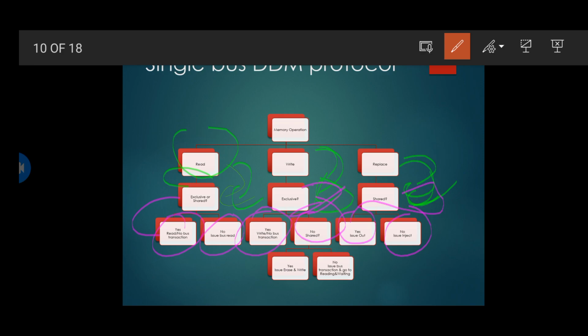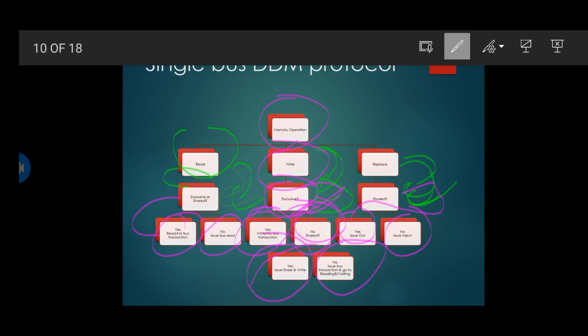Again further in the memory operation, after the write operation was completed, then exclusive operation, if S and no, if you further categorize into no, the no can be further classified into S or no. If the instruction is S, issue erase and write. If the instruction is no, then issue bus transaction and go to the read waiting.